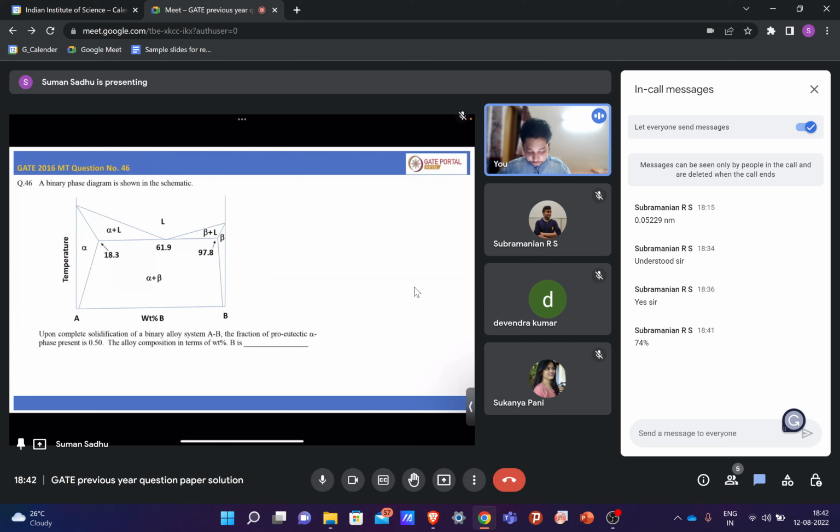Okay, so it is given that the proeutectic alpha phase present has a fraction of 0.5. So we need to calculate what the alloy composition is. Can anyone tell me what proeutectic alpha is, and what is the difference from alpha? Anyone?